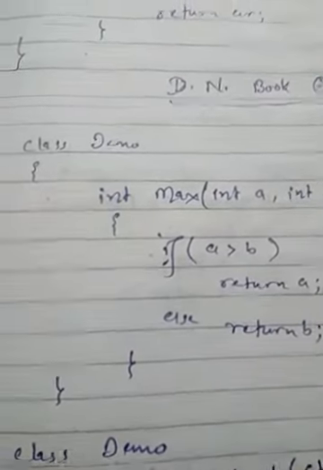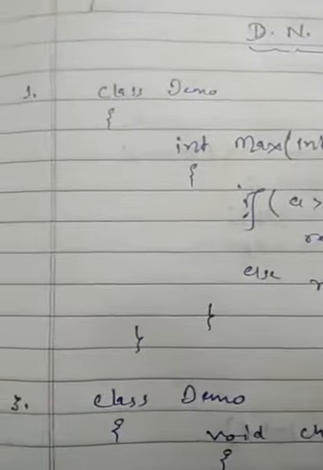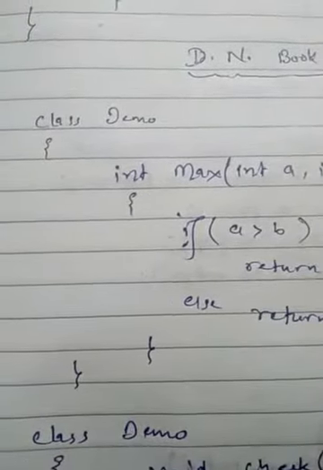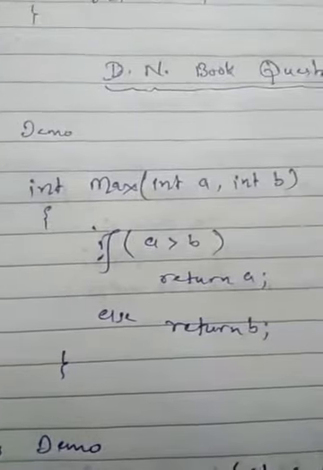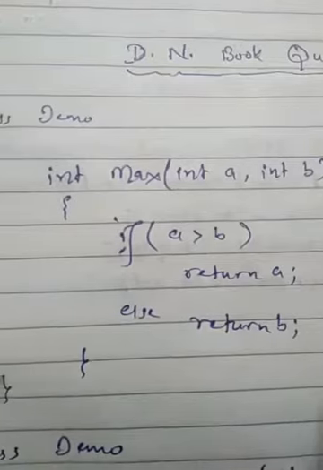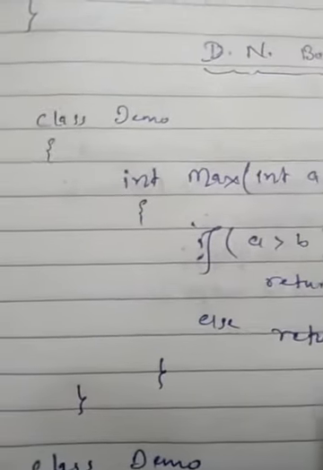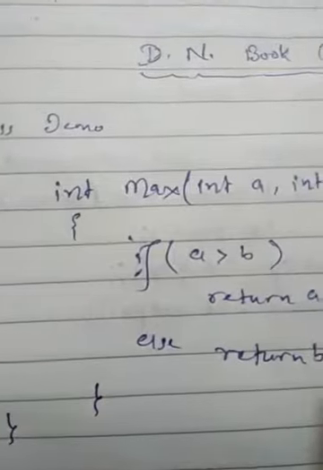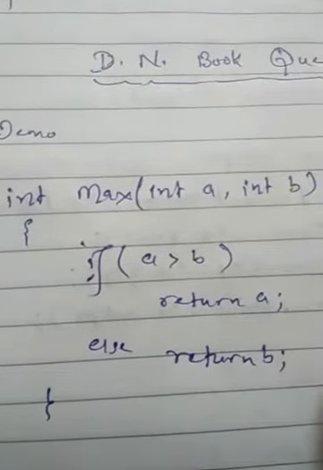Good morning, students. These are some questions from the book, from the chapter on methods. There is the first question, in which we have to input two numbers and return the greater of them. The class demo function is given in the question: integer max, integer a comma b.